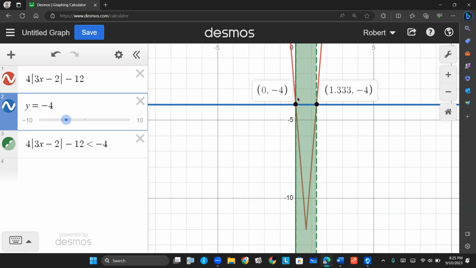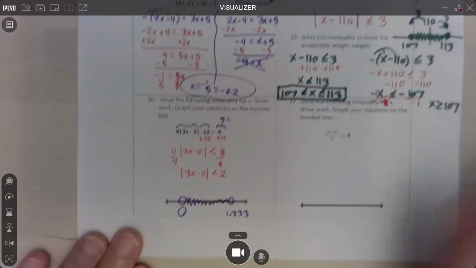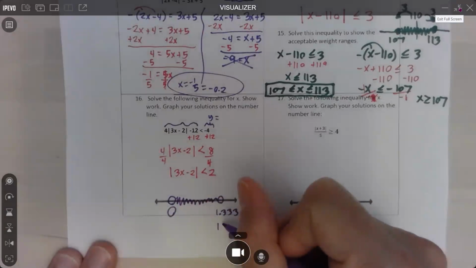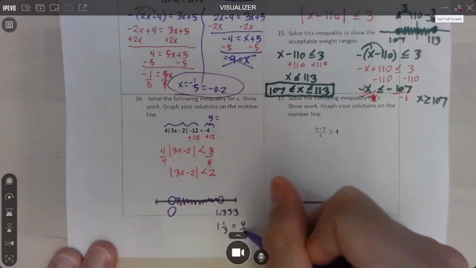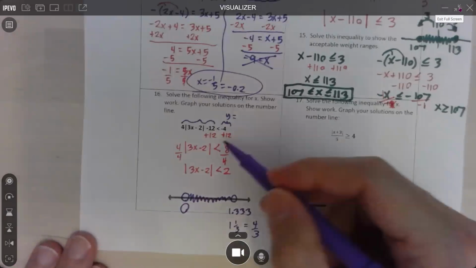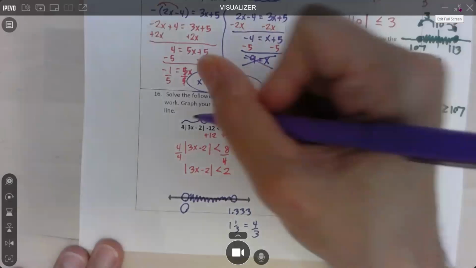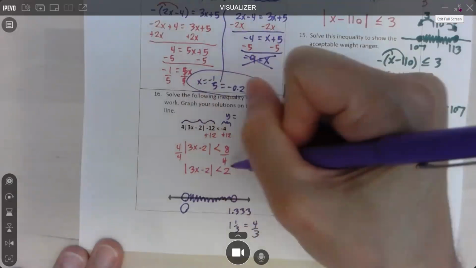So decimal wise, it would look like open circle, 0, 1.33, which we'll write as an actual fraction here, and everything in between. Now that 1.333 is actually going to be a fraction. And the only way you're really going to get that is solving. So graphically, it'll look like this. This is actually 1 1/3, which is, if you do the math, 3 times 1 plus 1 is 4/3. So let me show you how to solve that using your equation by hand. So I have this absolute value of 3x minus 2 is less than 2.